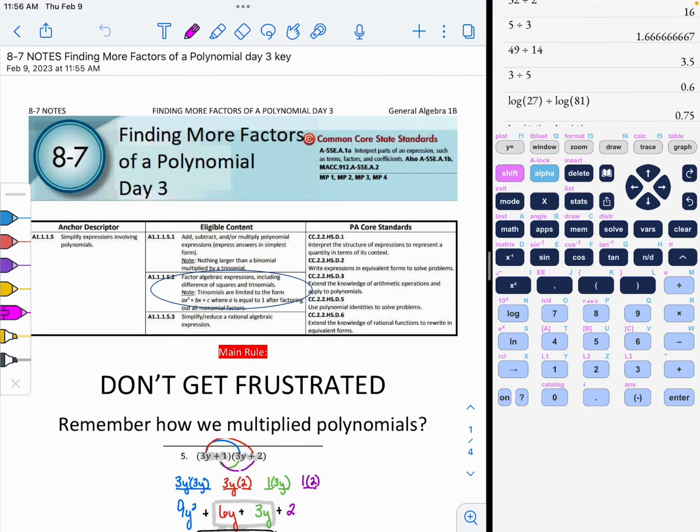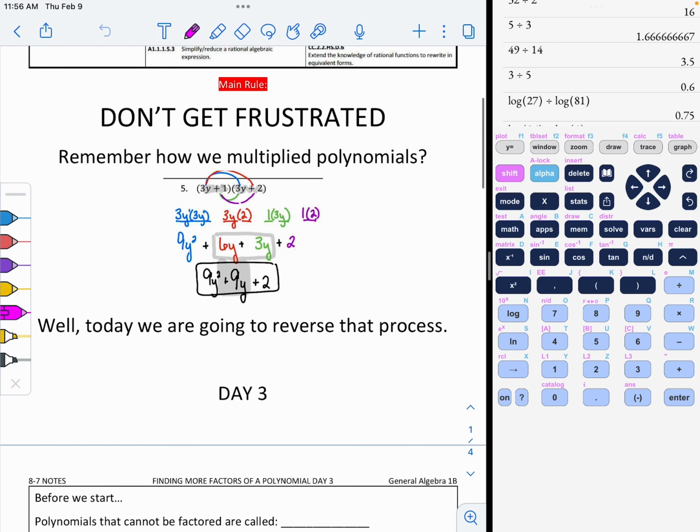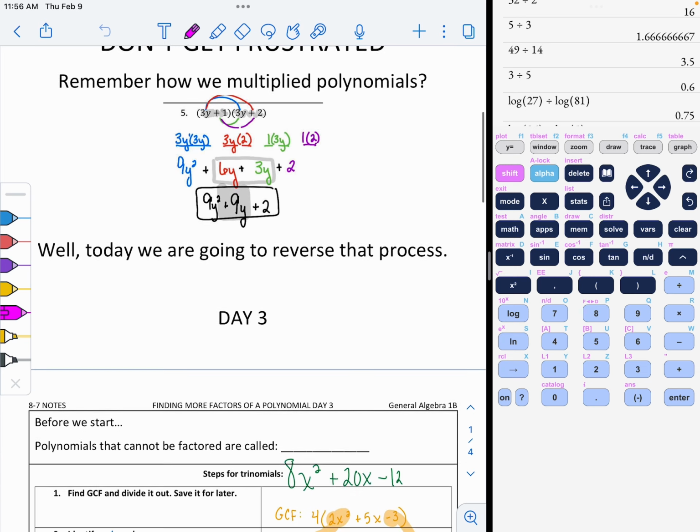All right, we are on 8-7. It is time for us to take a look at some different little things that might happen when we factor. Please remember that main rule. I think it's a very important rule. Don't get yourself frustrated. We're just going to continue down the path that we have been. Take a look at some situations that might happen that I haven't introduced to you yet. So maybe a couple little more quirks today.